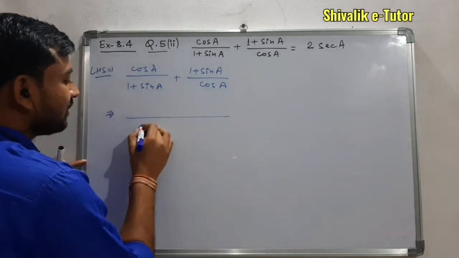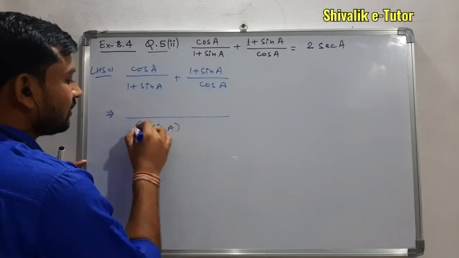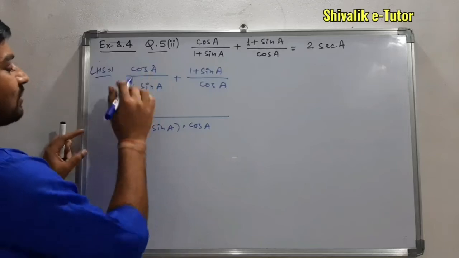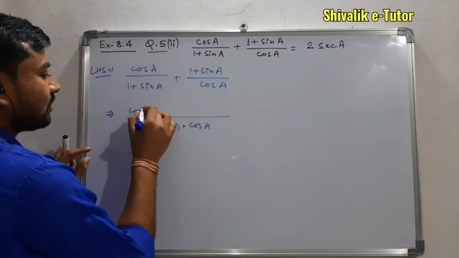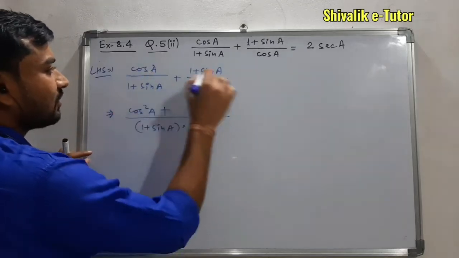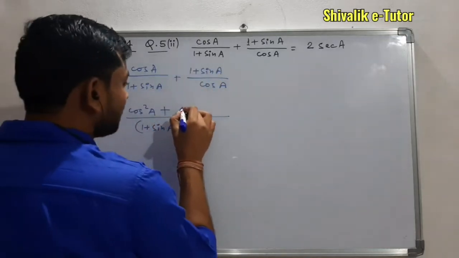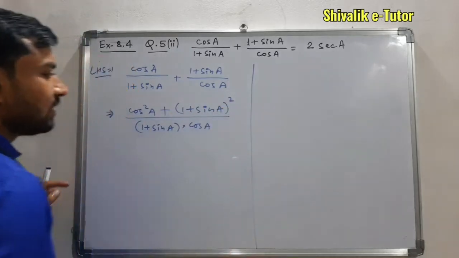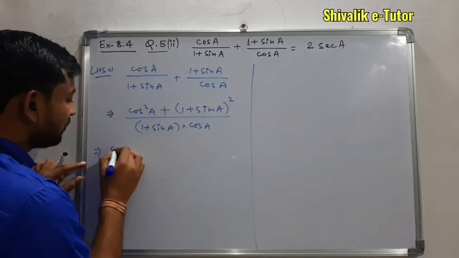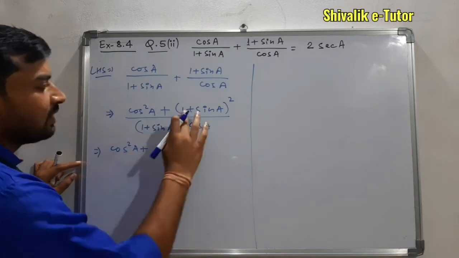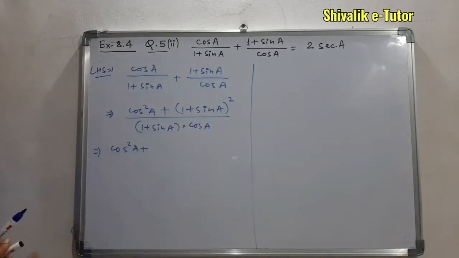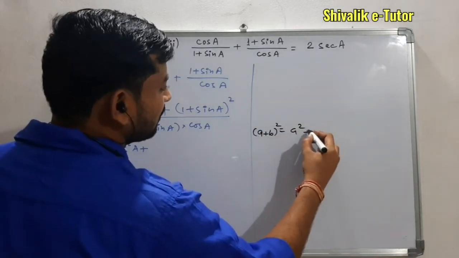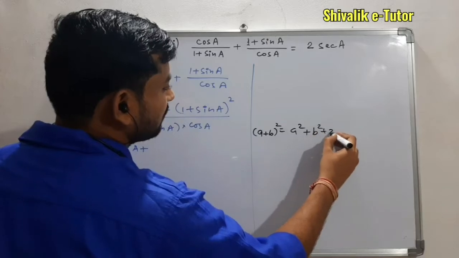So the denominators will be multiplied. We can write (1 plus sin A) multiplied with cos A. We have multiplied both the denominators. Then cross multiplication will get us cos A into cos A, that is cos square A, plus we will be getting (1 plus sin A) into (1 plus sin A). So this will be (1 plus sin A) whole square. This is the result which we are getting here. Now let us come to the numerator part of this, cos square A plus. Here we have to apply the first identity of algebra, that is (a plus b) whole square is equal to a square plus b square plus 2ab.